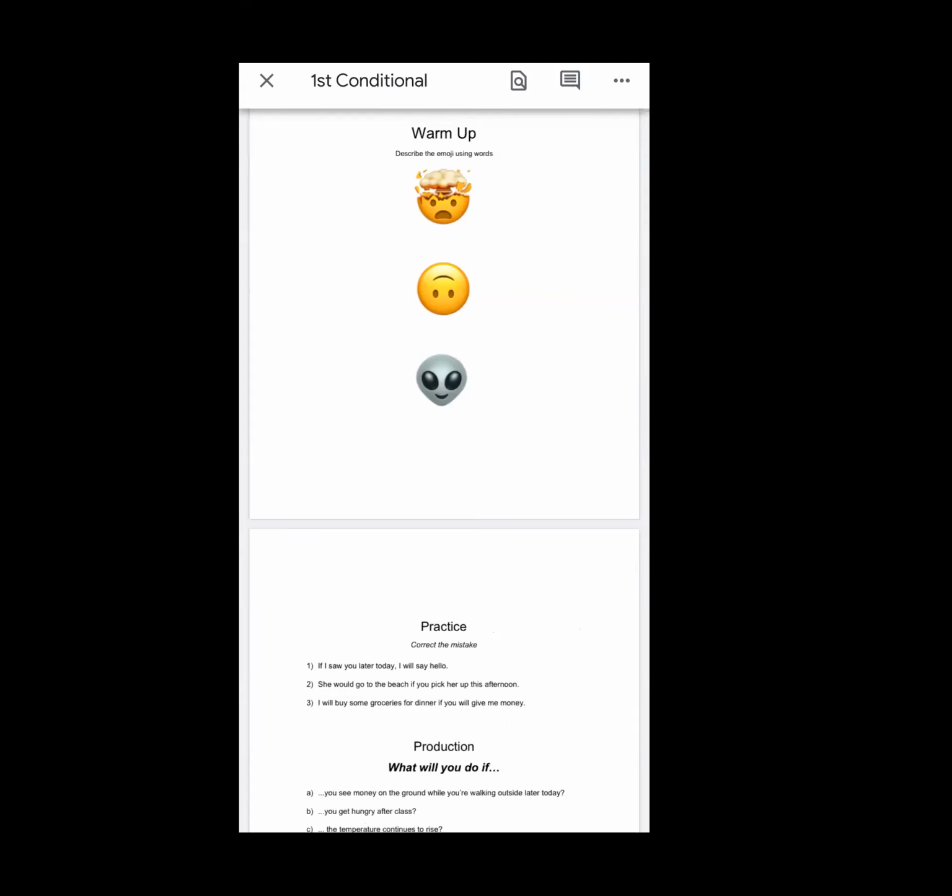Okay. If I see money on the ground, I will look for the owner. Good. Yeah. If I see money on the ground, I will look for the owner. Good. Follow the grammar. Follow the format. This is like a math equation. It's like chemistry. Follow the format. This is the perfect way to speak.